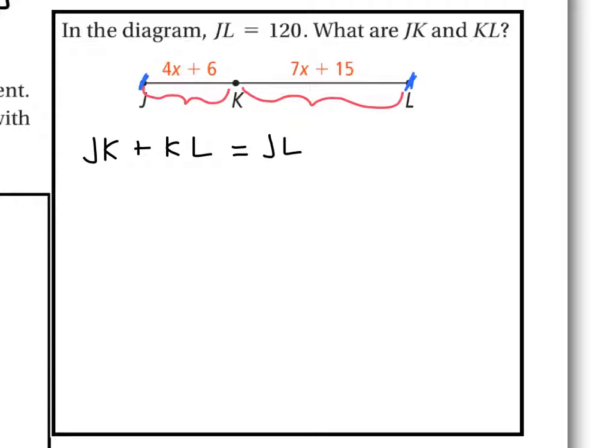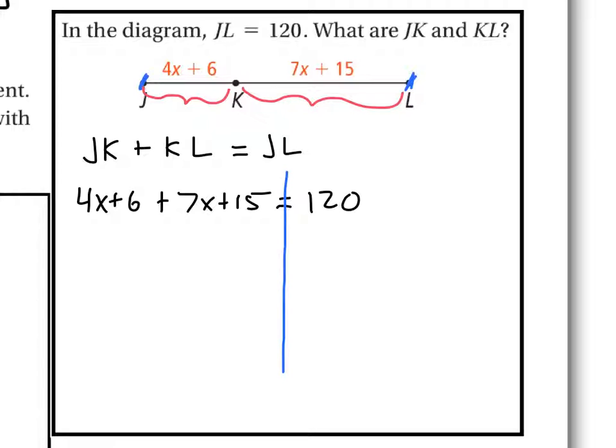Now we're going to move on to plugging in. So JK is 4x plus 6. What's KL? 7x plus 15. And what is JL? 120. So now we need to go through and solve this equation using our Algebra 1 skills. So going through this step by step, please remember you have that barrier for the equal sign.